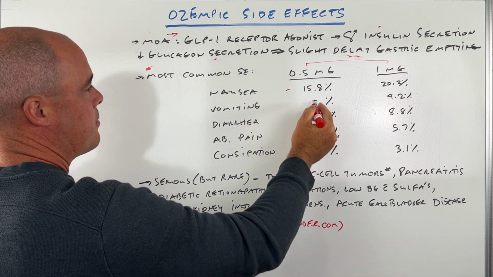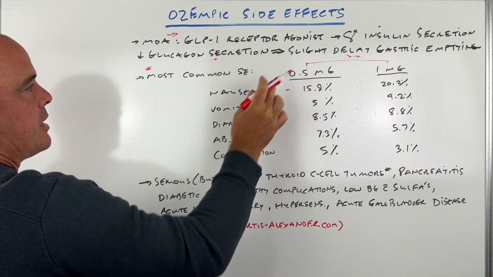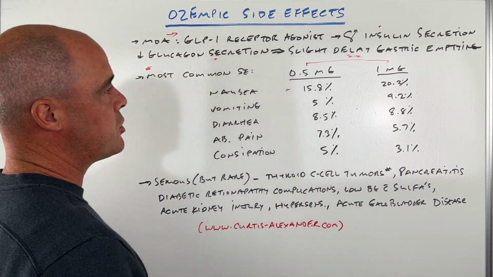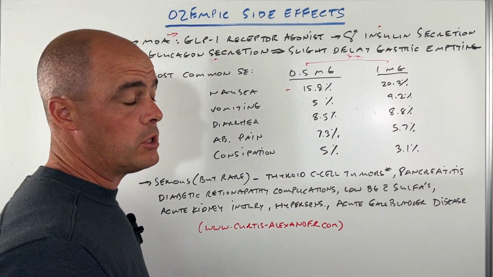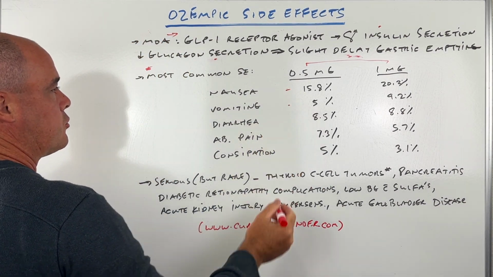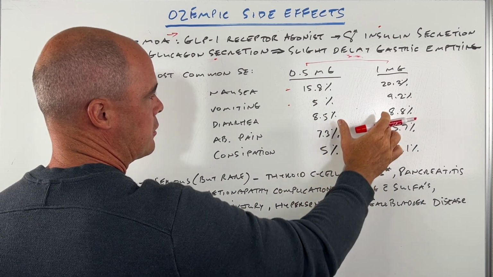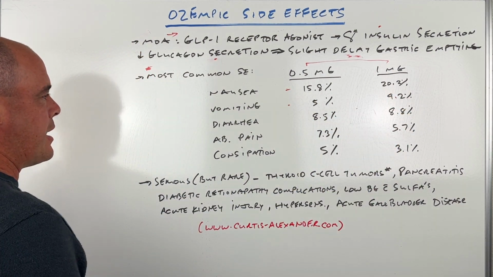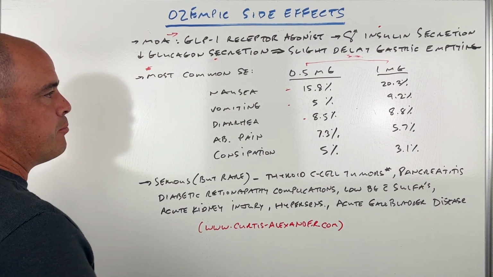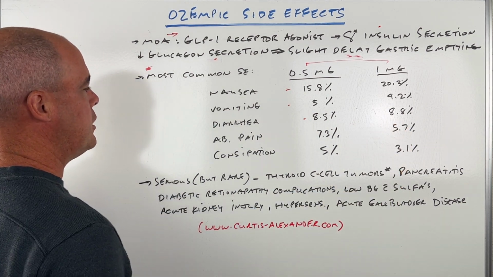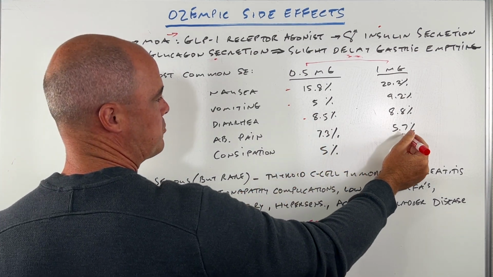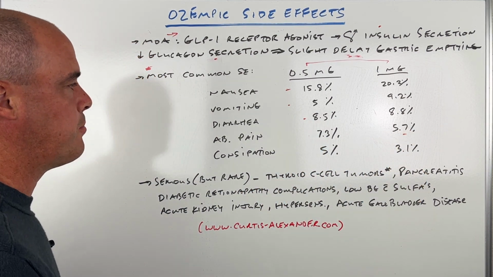This is really common, 15.8% at the 0.5 dose. And then if you go up to the 1 milligram dose, it bumps up to 20.3%. So again, very common side effect you need to know about. Vomiting can also be seen, 5% at the lower dose, 9.2% at the higher dose. Also, we're seeing diarrhea at 8.5 and 8.8% respectively. Abdominal pain, 7.3%. Interestingly, it drops down a little bit as the dose goes up.